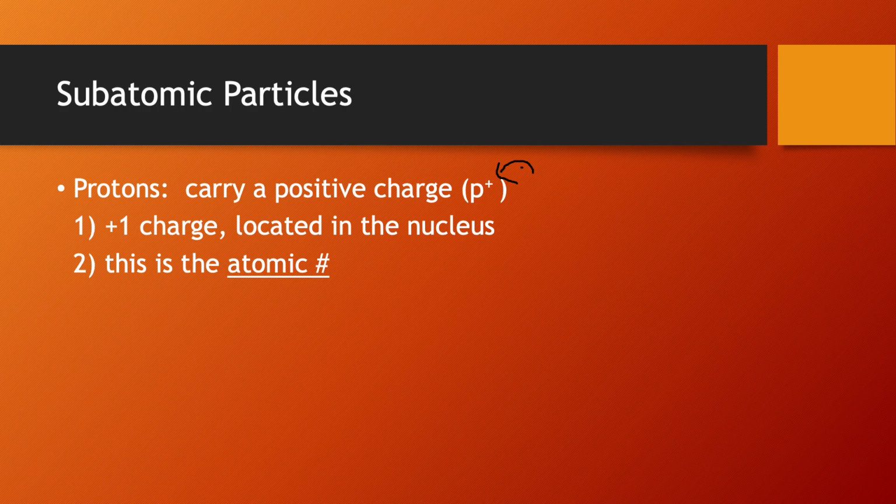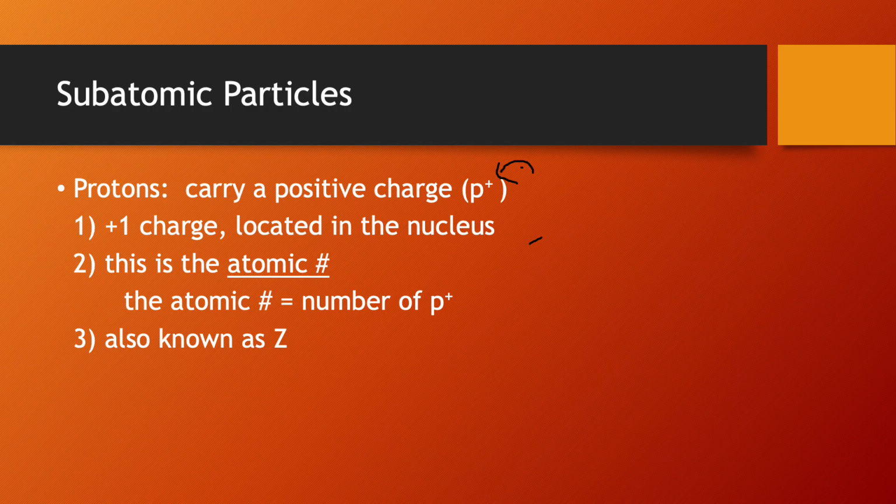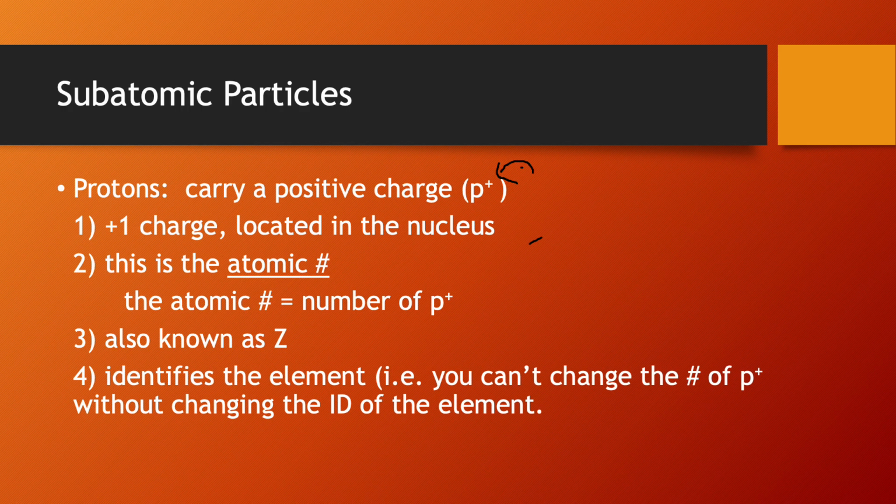The number of protons represents the atomic number. When you look at the periodic table and you see the atomic number, that's going to tell you the number of protons. This is also known as the Z. If you see a question that says, what is the Z for hydrogen? They're asking you for the atomic number. The atomic number, again, is the number of protons. It is also what identifies the element. If you change the atomic number, you change the number of protons. If you change the number of protons, you change the identity. Therefore, you would change the element. The atomic number is going to identify what element you're looking at.